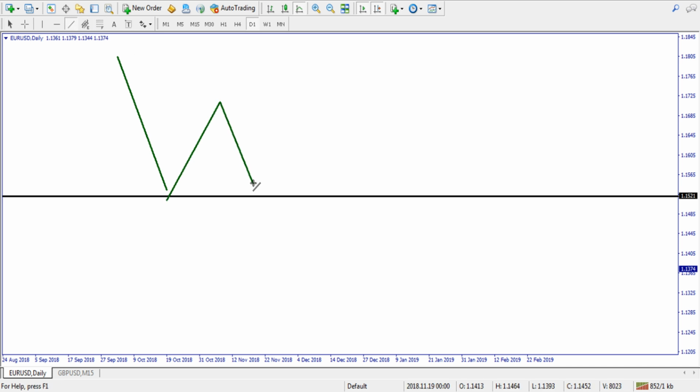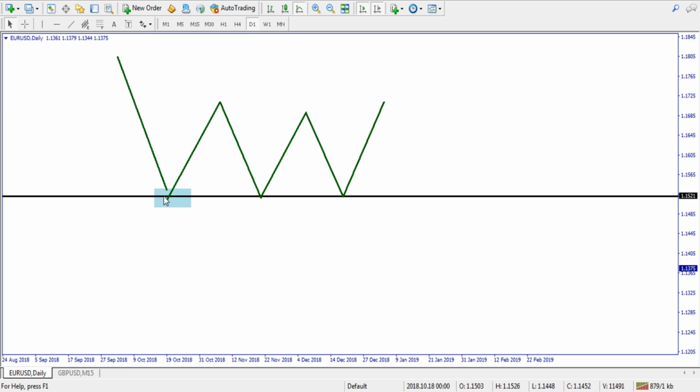Then it comes back to the same support but does not do anything. Instead it reverses back to the upper side. Then price goes back to the same support but does not do anything. Instead it breaks above. So there is one thing you need to observe around this level, that the bodies of the candles that actually appear here must not be closing below 1.1521.